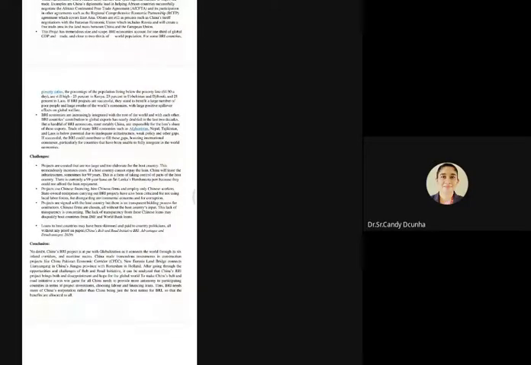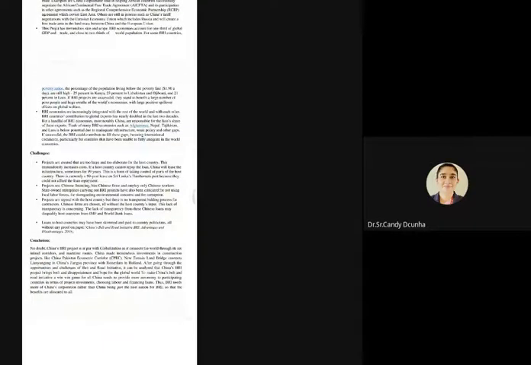So next is projects use Chinese financing, hire Chinese firms, and employ only Chinese workers. State-owned enterprises carrying out BRI projects have been criticized for not using local labor forces, for disregarding environmental concerns, and for corruption. Then projects are signed with the host country, but there is no transparent bidding process for contractors. Chinese firms are chosen, all without the host country's input. This lack of transparency is concerning.